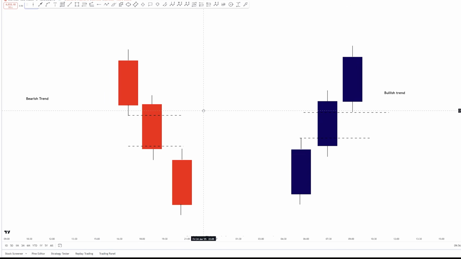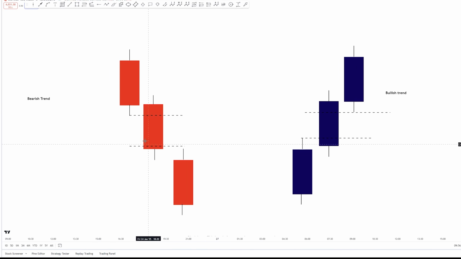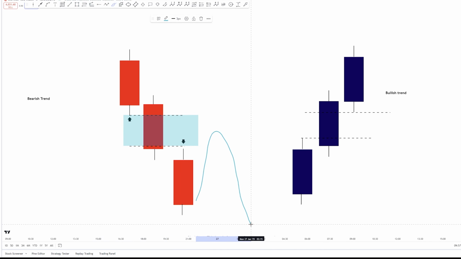So for basic purposes, a fair value gap in a bearish trend is just a space between this wick, the first candlestick here, and then the third candlestick right here. This is the fair value gap, the space in between. So what I mean is that we will be looking for the market to come to this area and then to shoot lower.